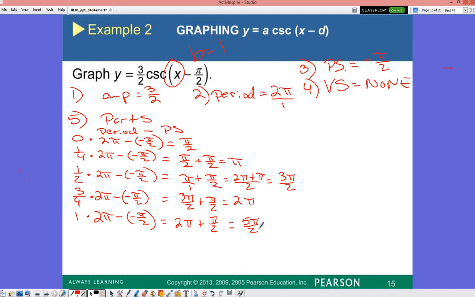You want me to do the math? Okay, so 2 times 2 is 4 pi, plus 1 pi, over 1 times 2. There we go. So we get 5 pi over 2. Does that make sense now? Okay, so now I'm going to go through and graph it. I have all my parts. So I start off with pi over 2, end with 5 pi over 2.